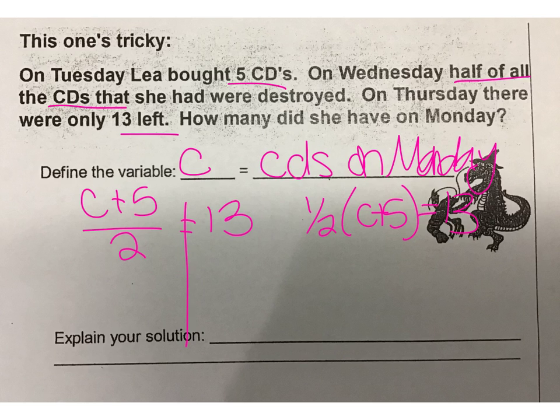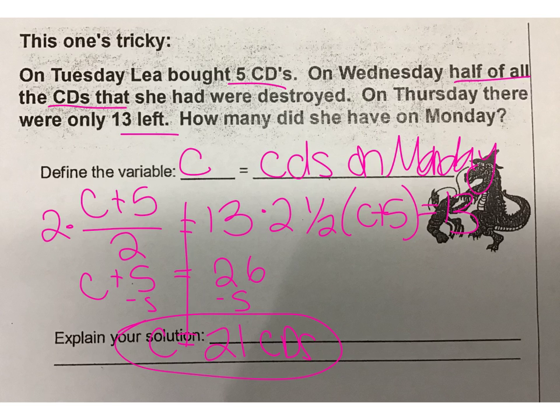So I'm going to solve this one. We're going to multiply both sides by 2. So we have C plus 5 equals 26, minus 5, minus 5. So C equals 21 CDs. So again, when we explain our solution, she had 21 CDs on Monday.